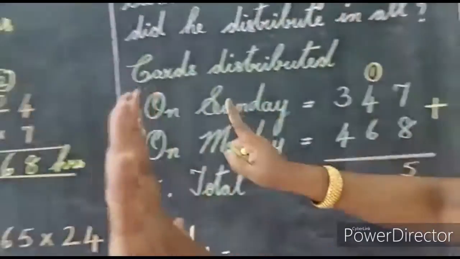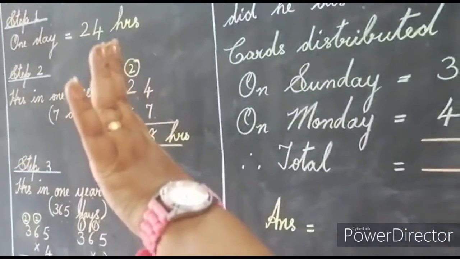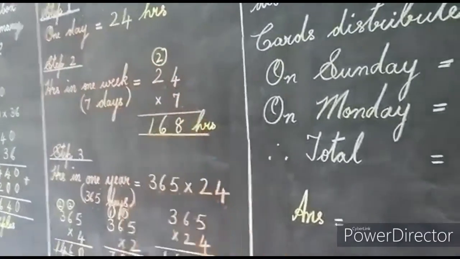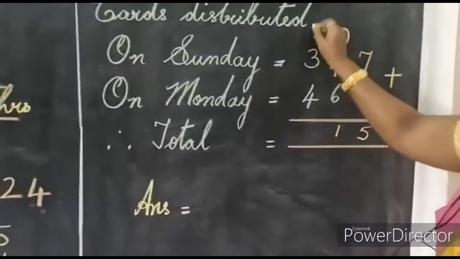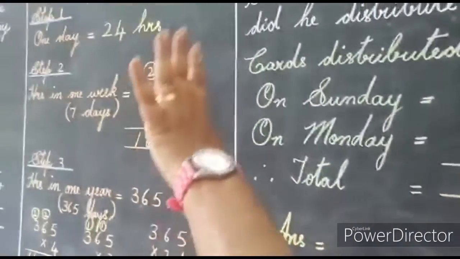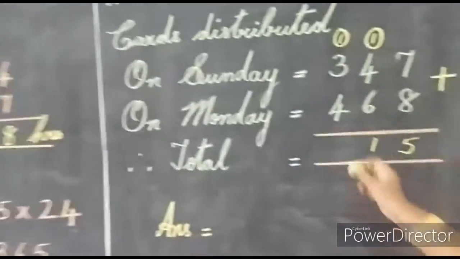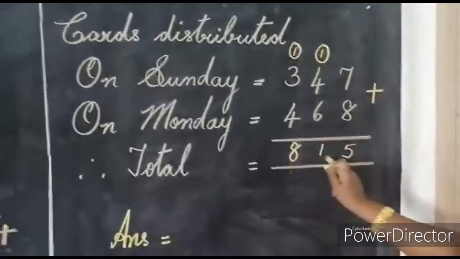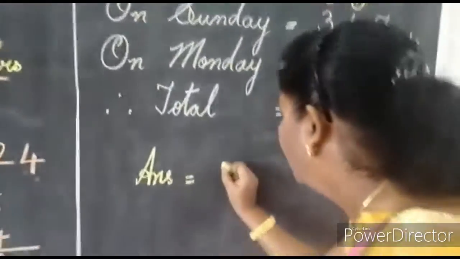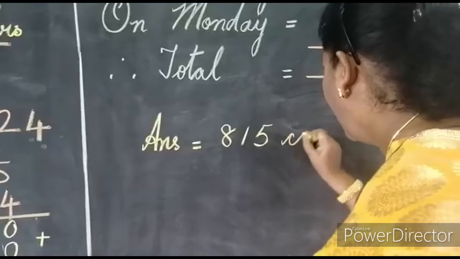5 in the mind, take 6 fingers. After 5, 6, 7, 8, 9, 10, 11. 1 and carry over 1. 3 plus 1 is 4. 4 in the mind, take 4 fingers. After 4, 5, 6, 7, 8. 815. So we have arrived at the answer: 815 cards.